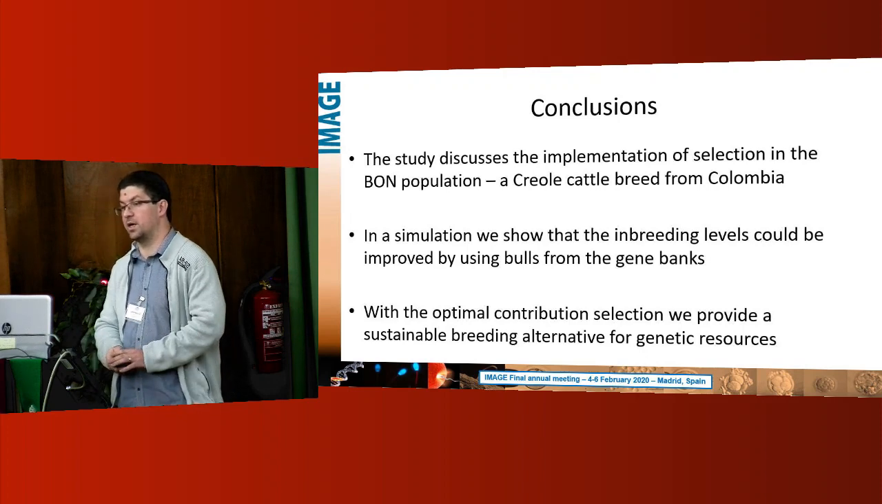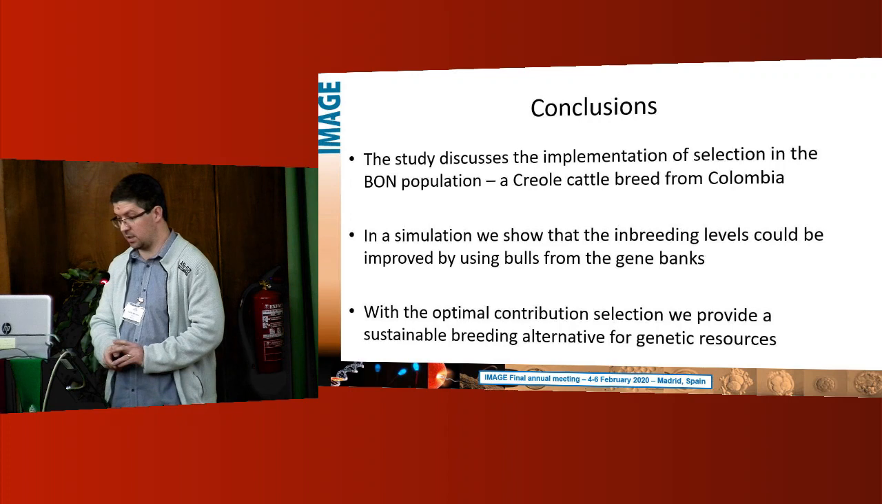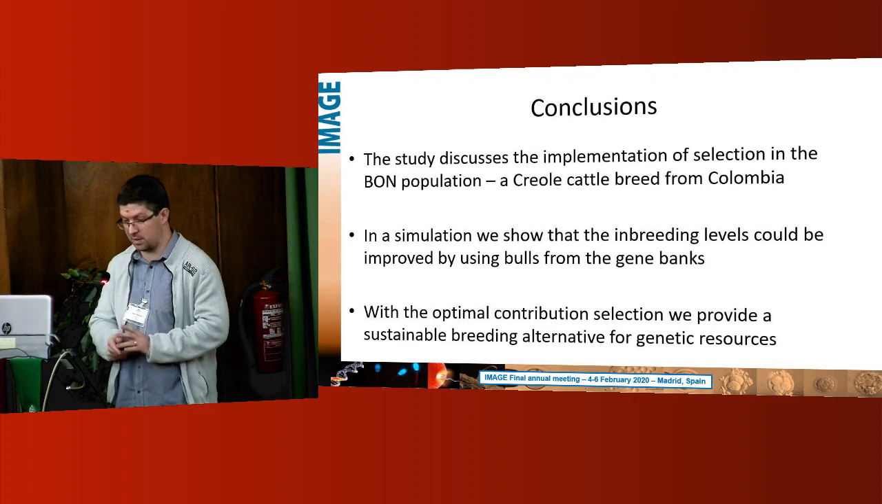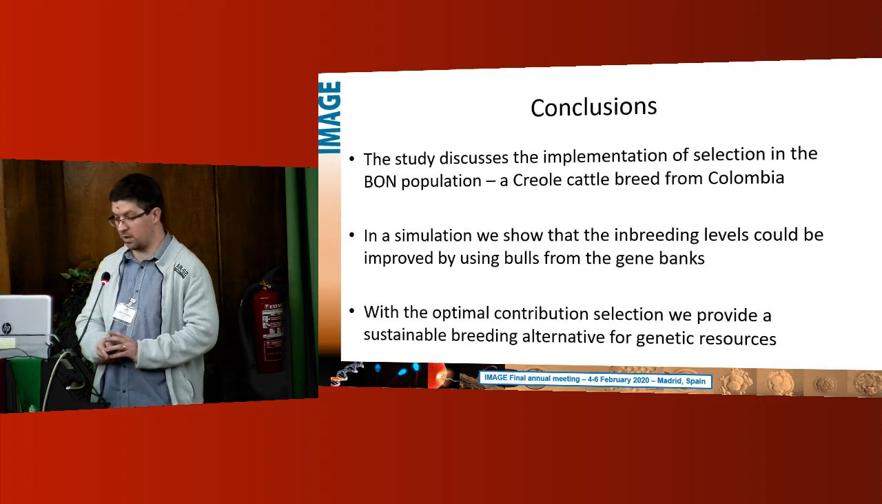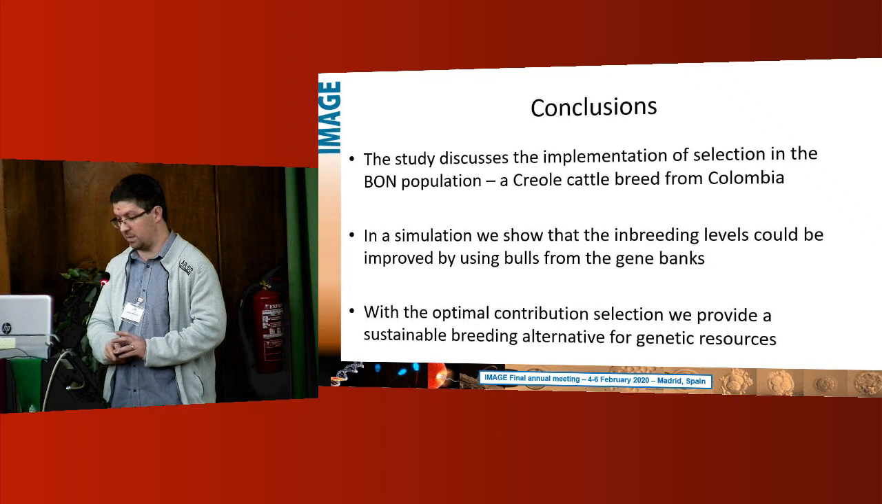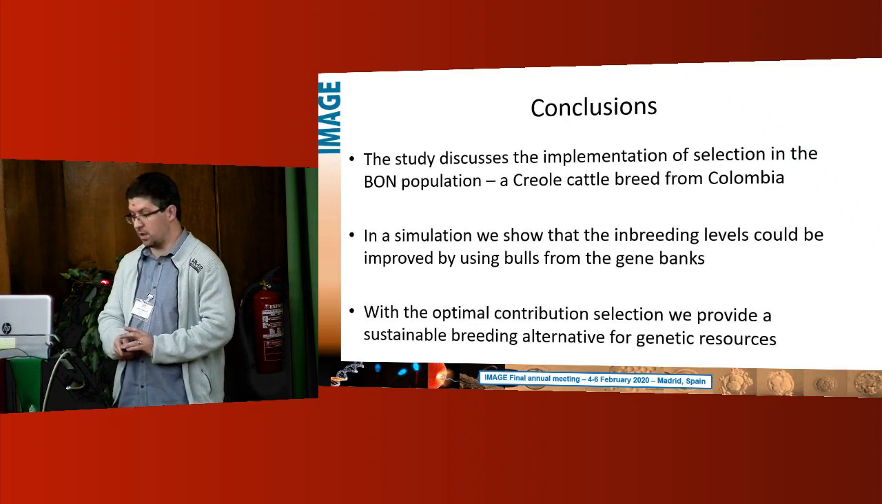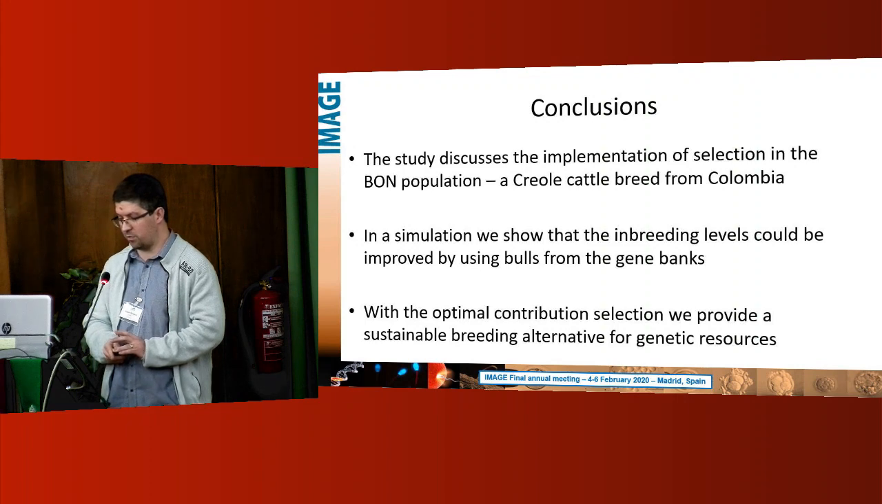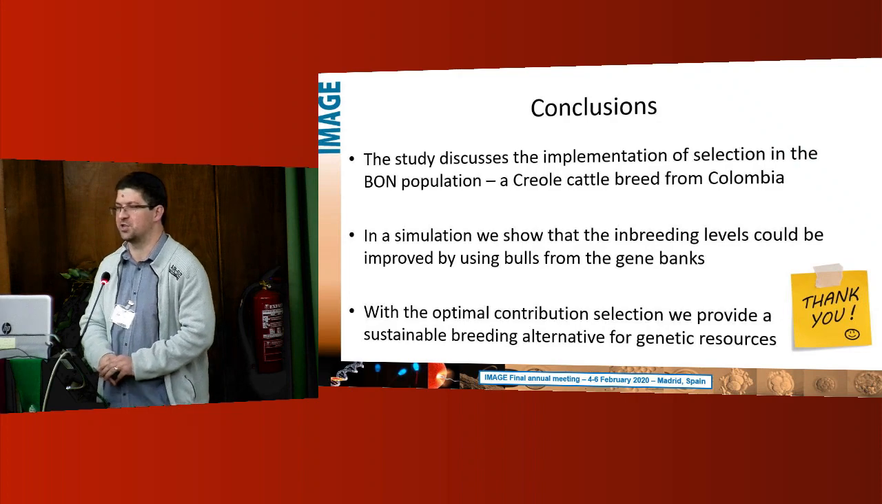And to summarize all our work in the IMAGE program, we did a study that discusses the implementation of selection in this Banco Negro population of Carayola cattle in Colombia. In the simulations, we show that the inbreeding levels could be improved by using bulls from gene banks. And with optimal contribution selection, we provide a sustainable breeding alternative for genetic resources. Thank you very much for your attention.